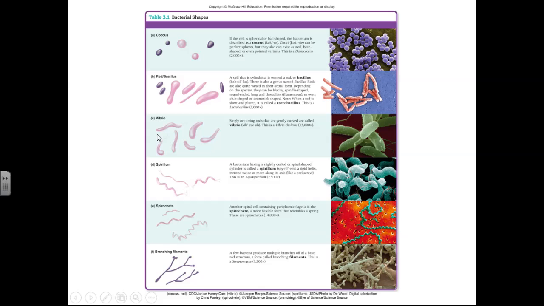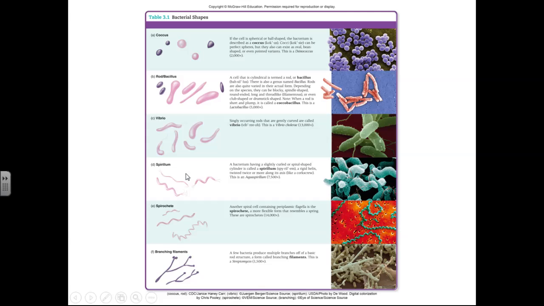If the bacterium's kind of squiggly, it bends a little bit. So we can see there's a little squiggle right here. Those are known as vibrio. If the bacterium loops back and forth on itself, say 3 or 4 times, it's known as a spirillum shape. And if that bacterium loops back on itself more than a dozen times, it's known as a spirochete.